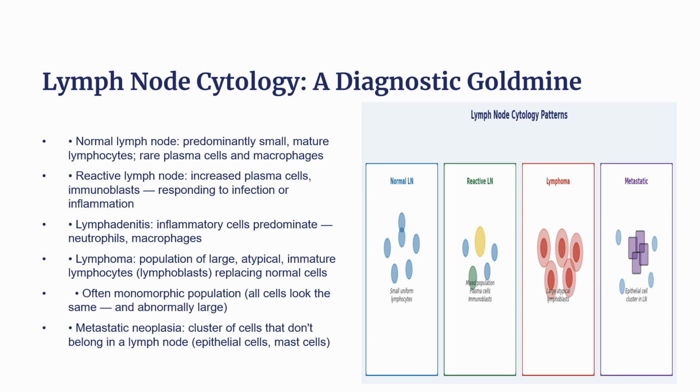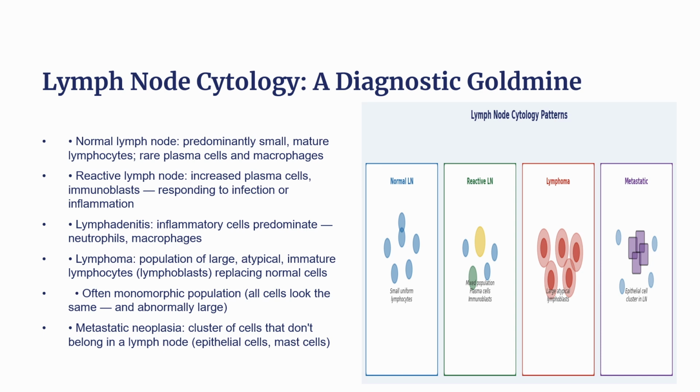Lymphoma gives you the opposite of normal. The node is flooded with large, immature, often monomorphic lymphoblasts that have replaced the normal architecture. And metastatic disease is diagnosed when you find cells that simply don't belong in a lymph node, like a cluster of epithelial cells from a carcinoma that has spread to regional nodes.